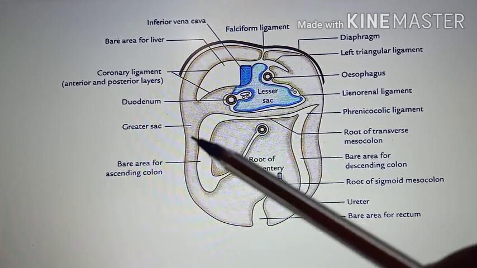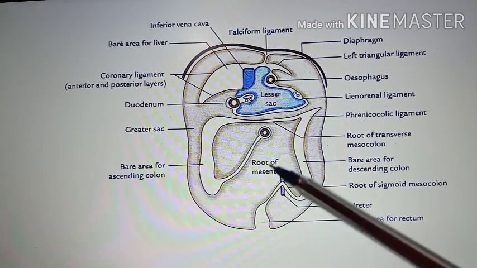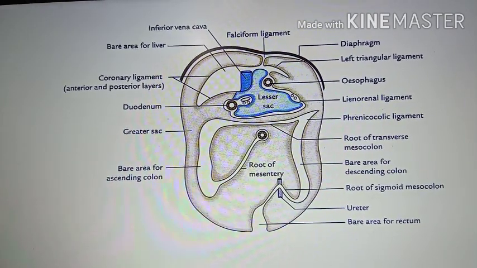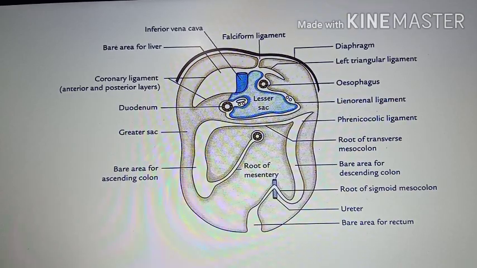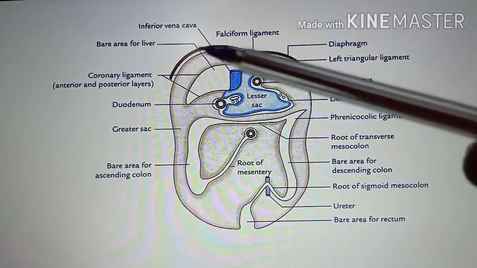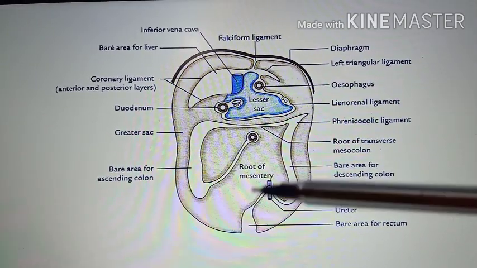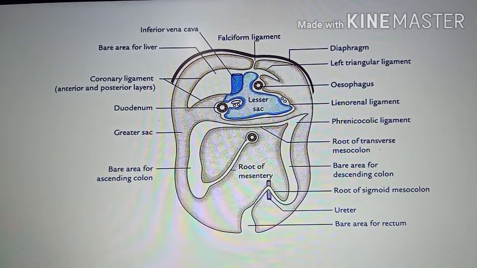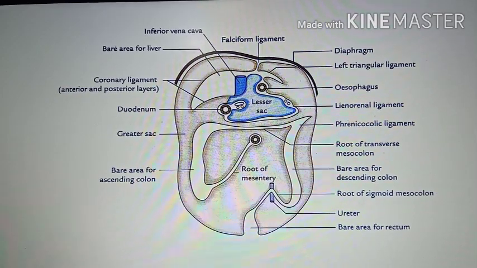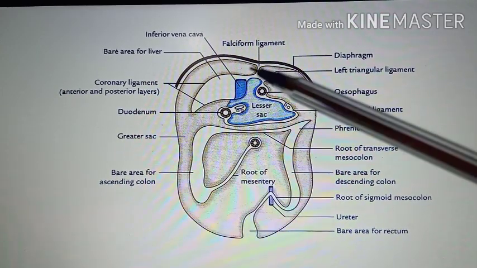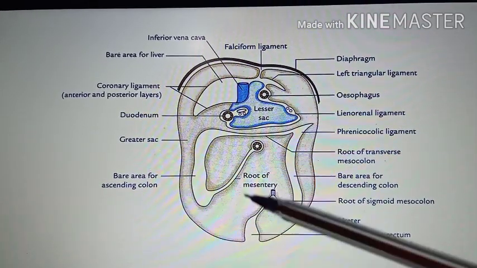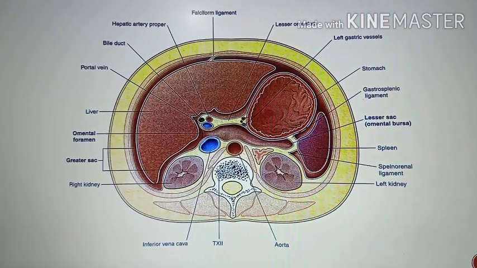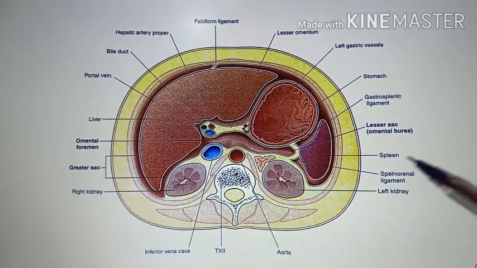This greater sac, this entire thing, is the larger main component of the peritoneal cavity, and it extends from above, from the diaphragm, up to the pelvic floor which is below. It can be well appreciated by tracing the peritoneum both vertically as well as horizontally. Regarding the tracing of the greater sac, we will study in the coming classes.